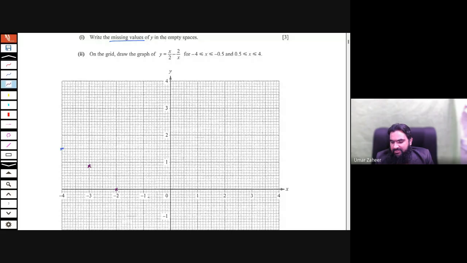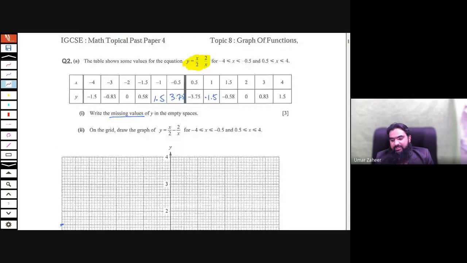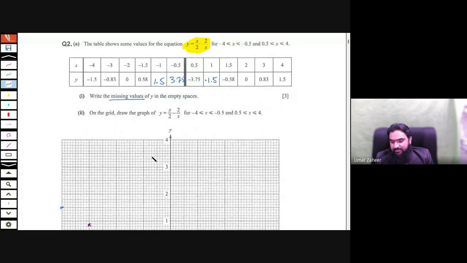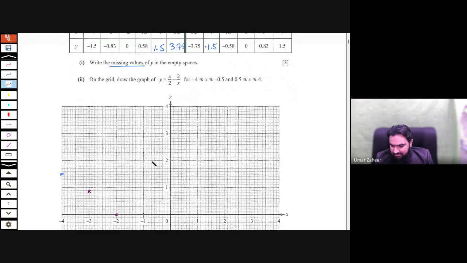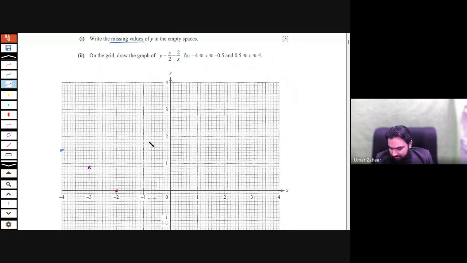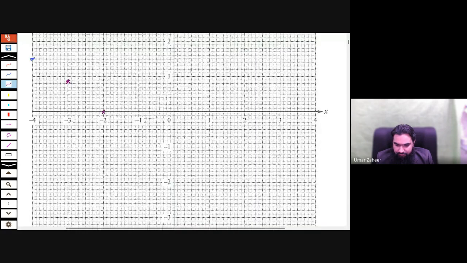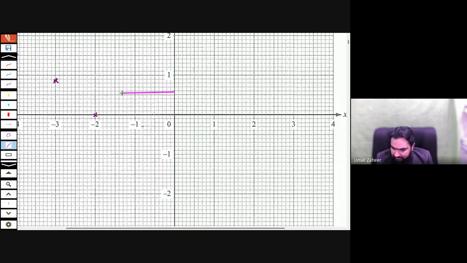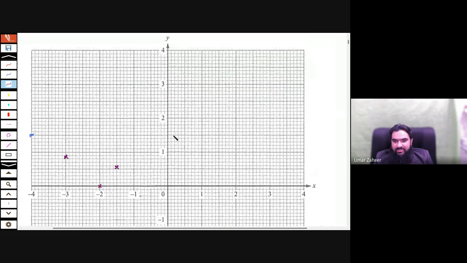Next point is -2, 0. It's easier. Next point is -1.5, 0.58. Look here, it is 0.5, and 0.58 is near to 0.6, so I'm going to check at 0.5. This is the point. After that, you have to erase it or you have to use the scale. Yes, everyone, plotting is clear?